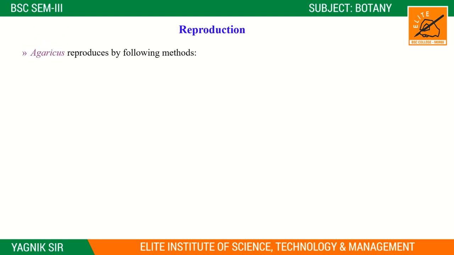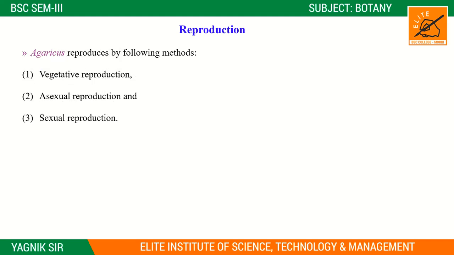So normally Agaricus reproduces vegetatively, asexually and sexually. That means all types of reproduction methods are present in this genus, right? Normally sexual reproduction is seen, but vegetative and asexual reproduction are also present in this genus. So first is vegetative reproduction.